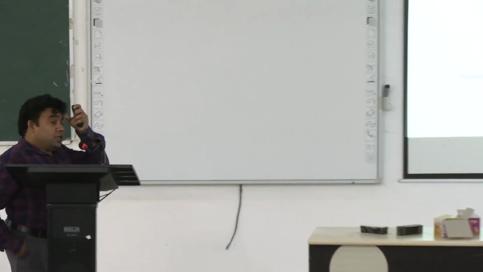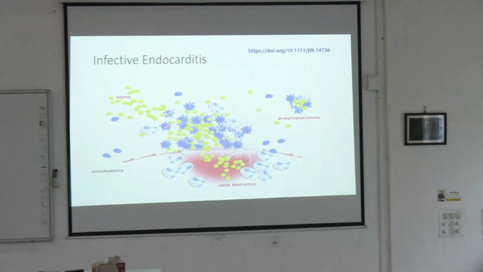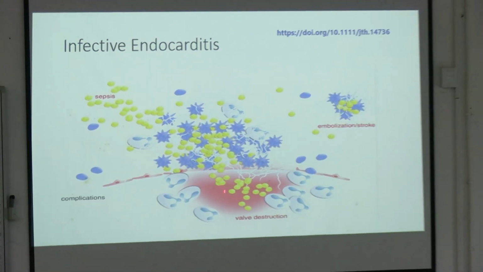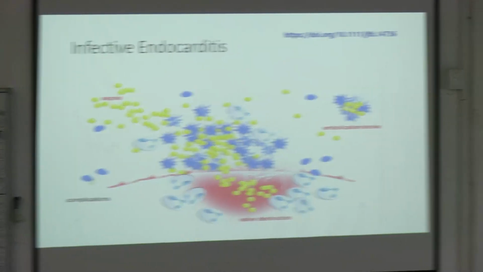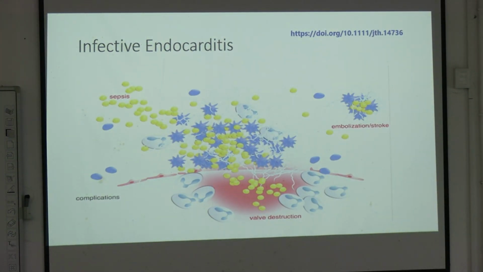increasing in size, leading to progression of vegetation. And finally, in the last part, as you can see, this vegetation will end up destroying the cardiac valves itself, or it may get dislodged to form an emboli, which may result in a cerebrovascular disease or stroke.